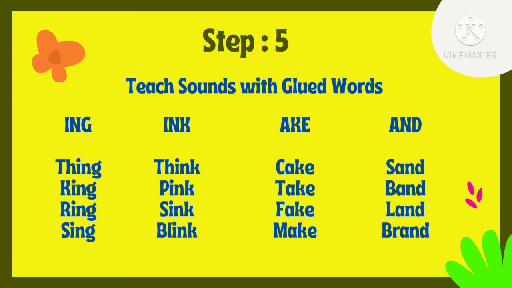Step 5. Teach sounds with glued words. These are ending sounds. ing, ink, ake. ing: th, ing, thing. k, ing, king. r, ing, ring. s, ing, sing. ink: th, ink, think. p, ink, pink. s, ink, sink. bl, ink, blink. ake: k, ake, cake. t, ake, take. f, ake, fake. m, ake, make. and: s, and, sand. b, and, band. l, and, land. br, and, brand.